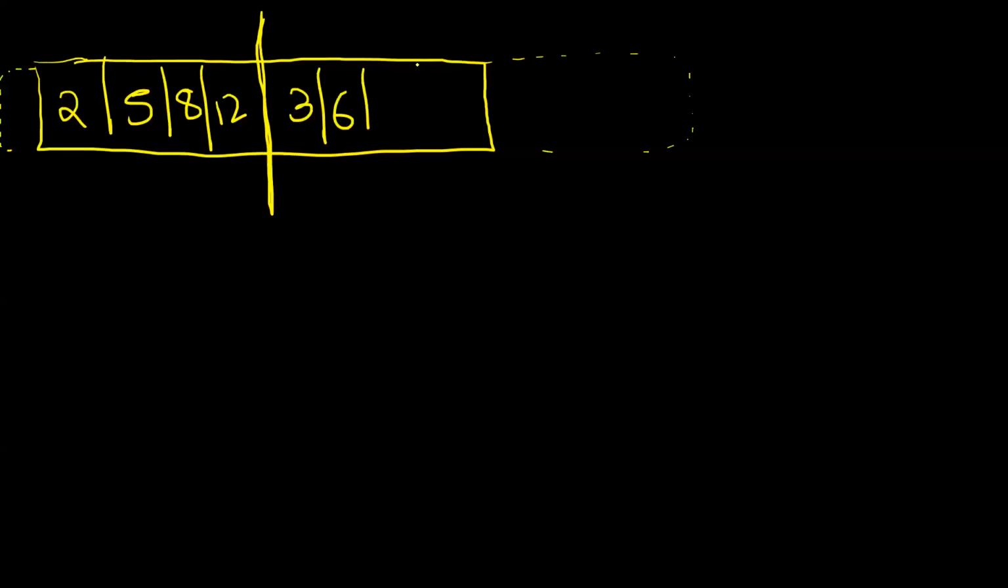Okay. Imagine this is a very big array and I am just showing you a part of the array. Okay. Let's assume that some part of the array looks like this. 2, 5, 8, 12. Okay. 3, 6, 7, 10. Okay.